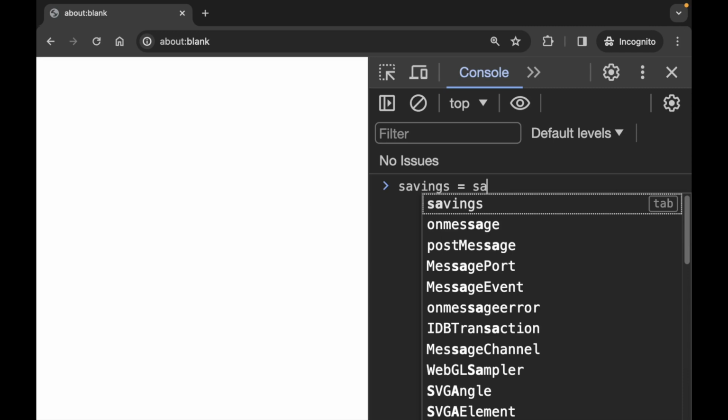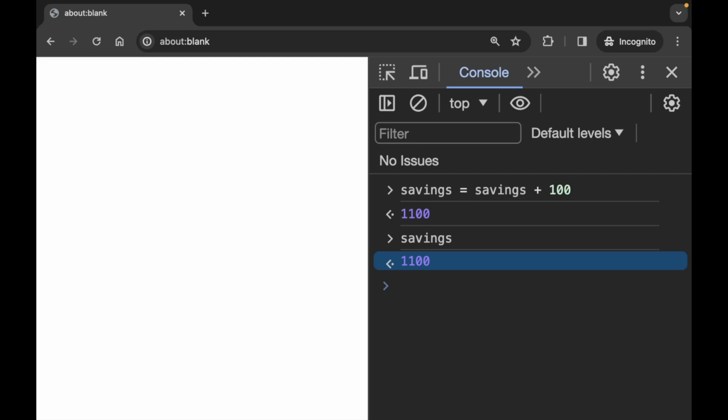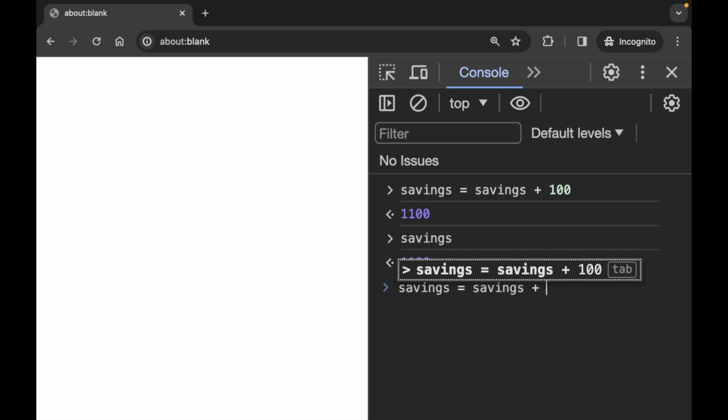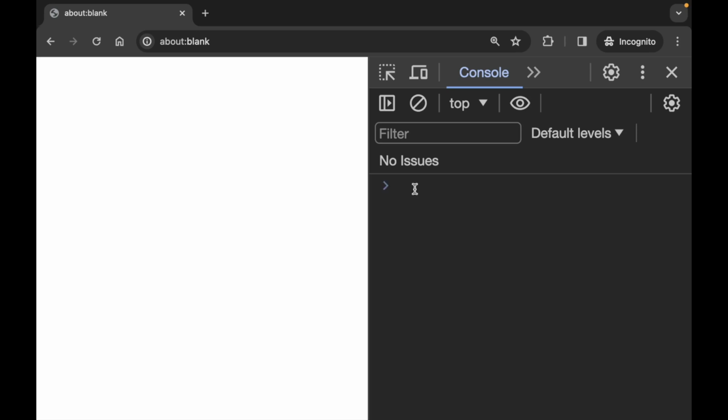Now, this is a little verbose, to be honest. Maybe this isn't a good example to do 100s, but let's say that we do savings is equal to savings plus 1. You want to increment or decrement it by 1. So you can use the increment and decrement by doing this. Do savings, and then at the beginning of it, you can do plus plus. And notice that is incrementing by 1.